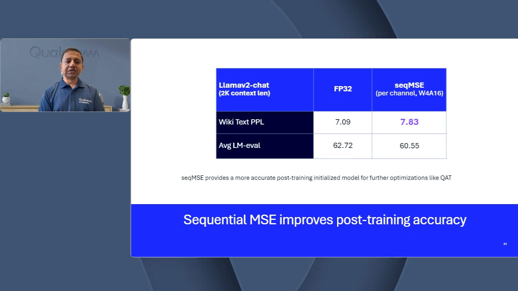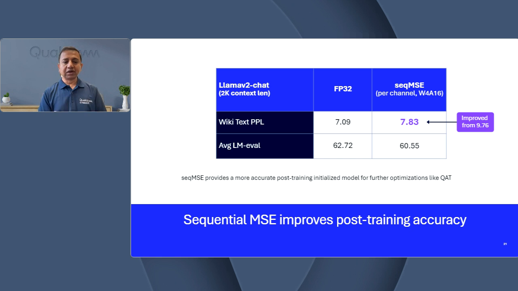With this technique, we see a good bump in accuracy. If you take a look at these numbers, these are perplexity numbers for a Llama V2 chat model with a 2K context length. If we do just per channel quantization on this model, you may have a perplexity of around 9.7. But if you apply sequential MSE, you can get a good boost with W4 weights, or 4-bit weights. You can get a perplexity of 7.83, which is very close to the initial.